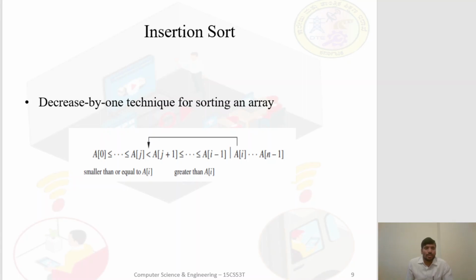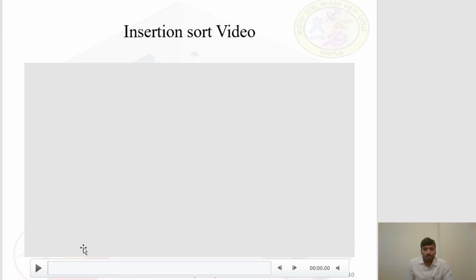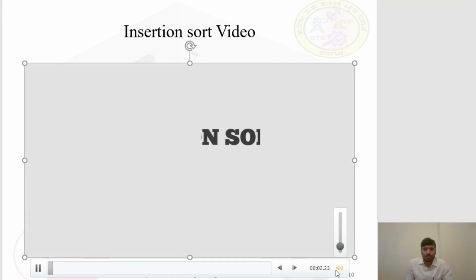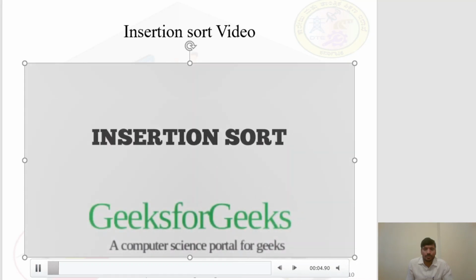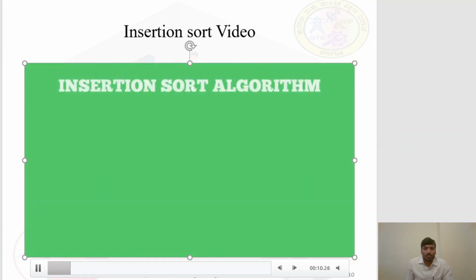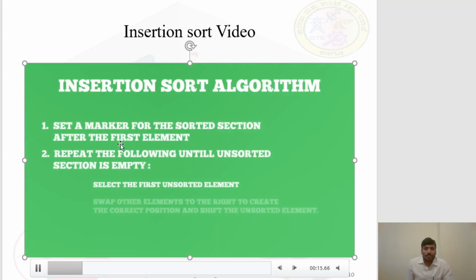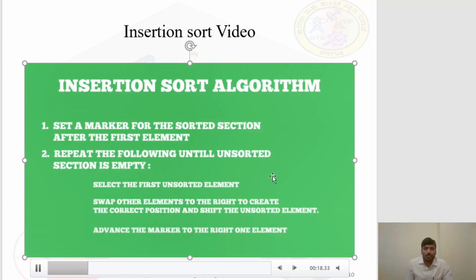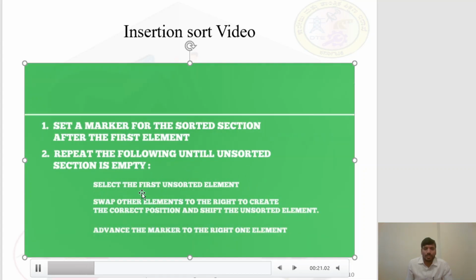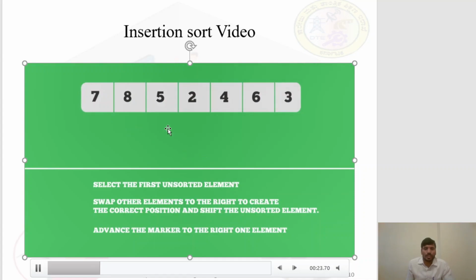So here let me show you one video which clarifies the working of insertion sort. This example is taken from the forum GeeksforGeeks. So here we set a marker for the sorted section after the first element, and we repeatedly follow until the unsorted section is empty. So here is the example: 7, 8, 5, 2, 4, 6, 3.